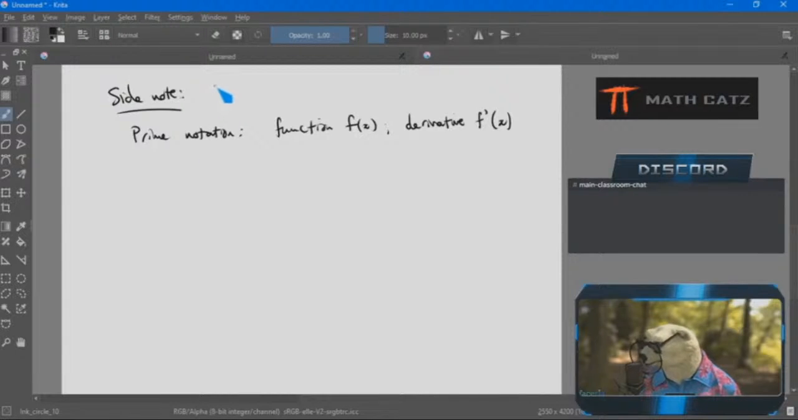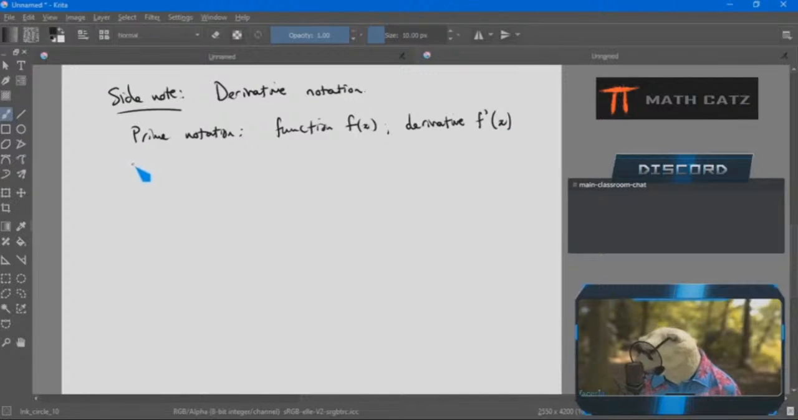So let's just give this a heading here. Derivative notation. Ooh, my writing is not good today. Terrible. Let's try that again. Notation. How do I refer to the derivative? One way, if I have a function name, I can use the prime notation. Great.